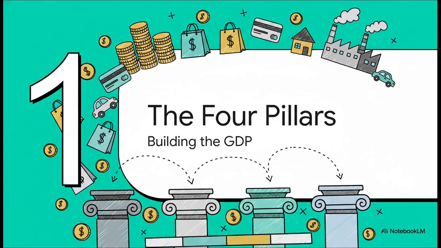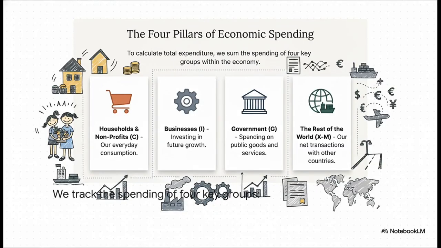Now, to measure all that spending, we don't try to count every single dime one by one. That would be insane. Instead, economists group everything into four big major categories. I like to think of them as the four foundational pillars that hold up the entire measurement. So here they are, our four pillars.